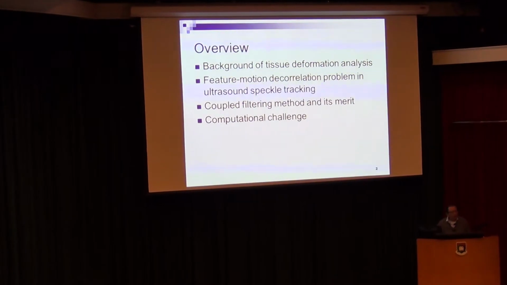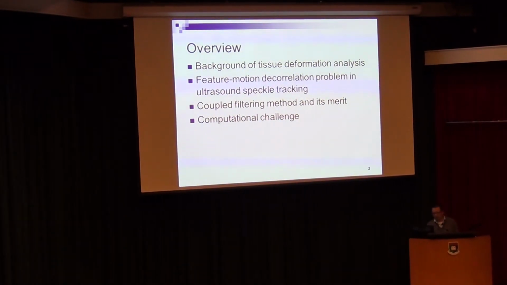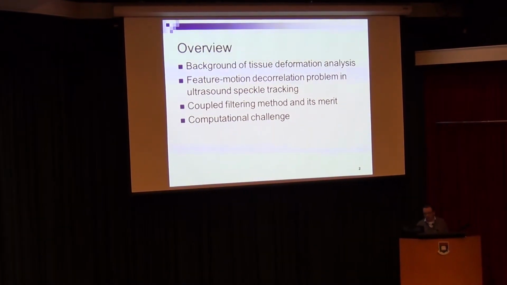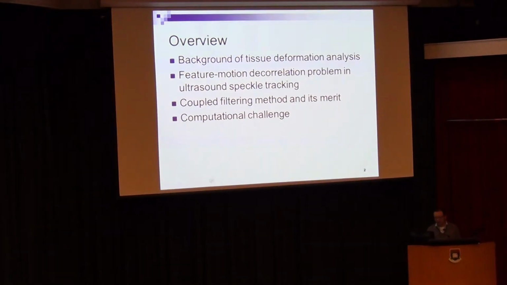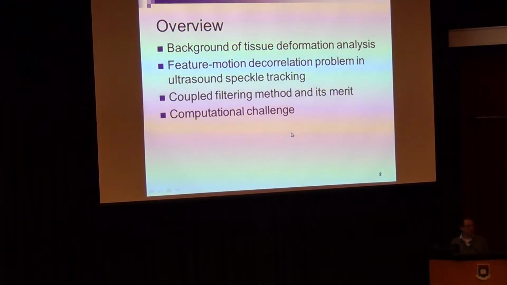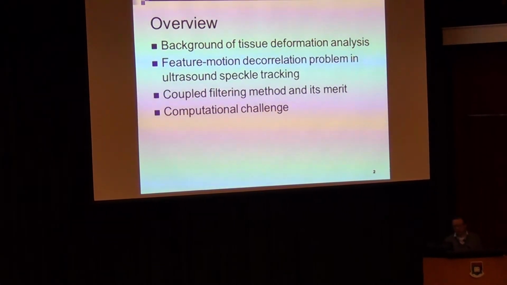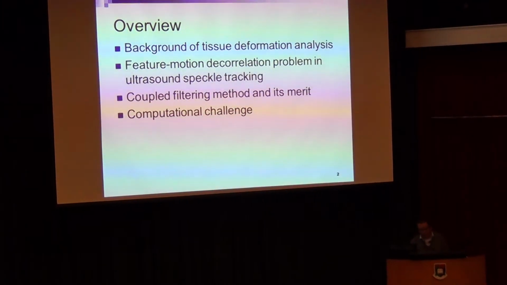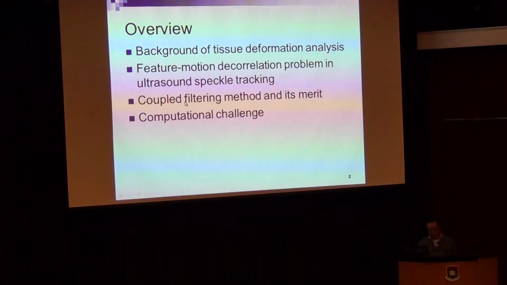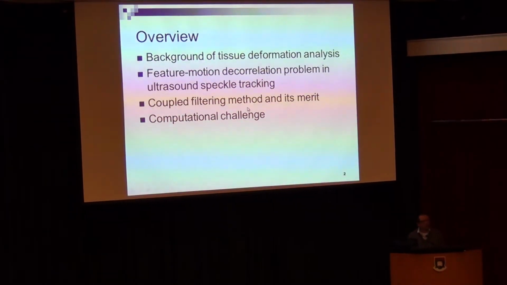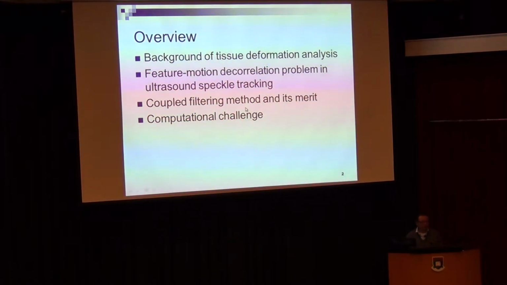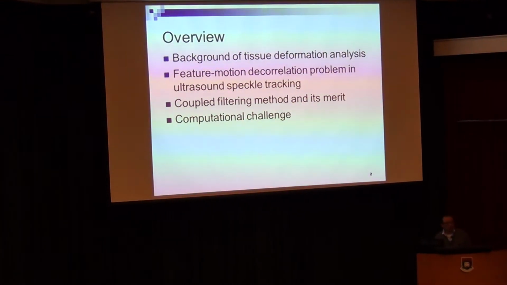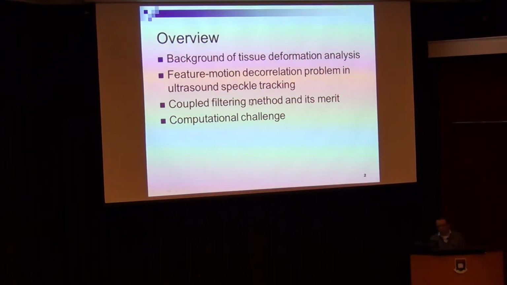So first I'll introduce what is tissue deformation analysis. This is a pure engineering topic. And then in tissue deformation analysis, there's a common known problem in ultrasound-based image analysis called feature motion decorrelation. We proposed a couple of filtering methods, and it looks like the precision of the couple of filtering methods can be much higher than traditional method. I will show you why.